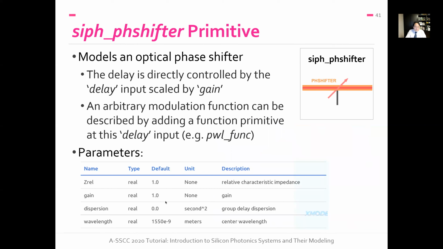Okay, well, despite the fact that there's a complex mechanism behind the phase shifter, modeling it in the X model is pretty easy. There is a primitive called phase shifter, which has one additional input to the waveguide structure, which just directly sets the delay through this waveguide. Okay, and by adding some other primitive over here, you can also modulate that delay as a function of some other input.